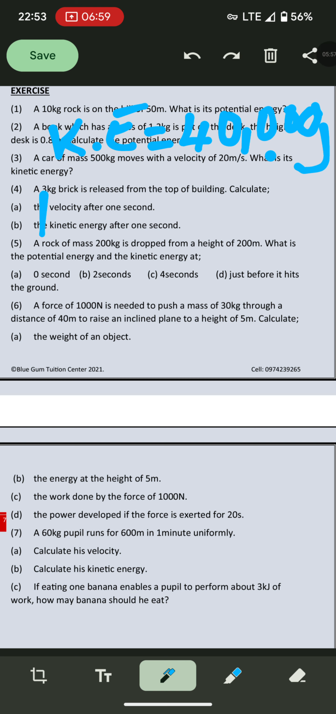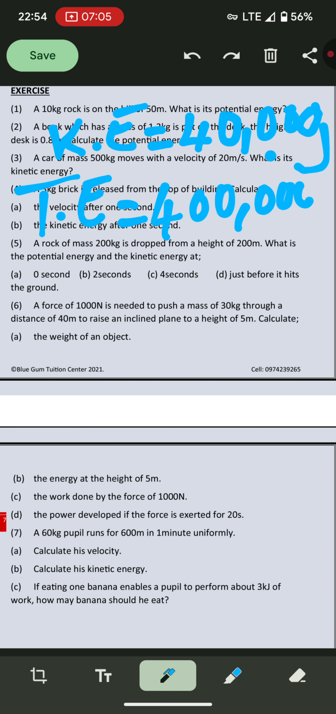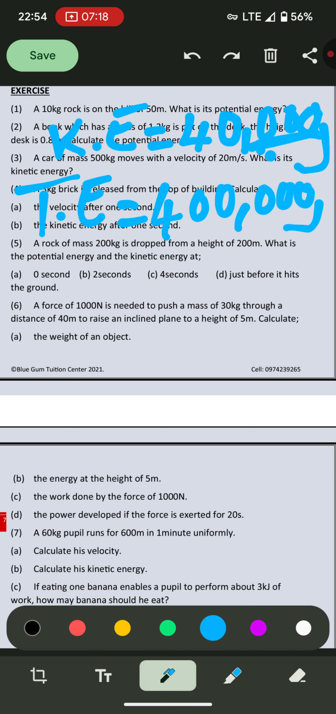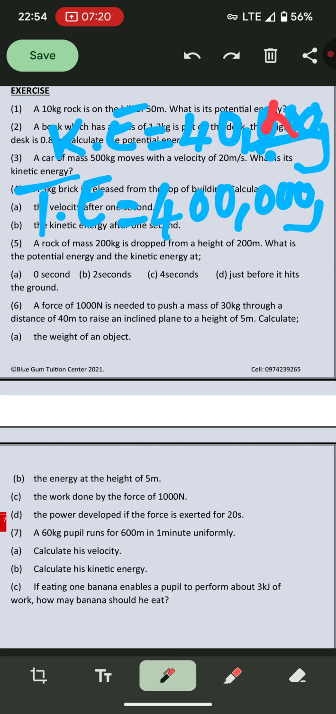Then the total energy, remember, it was 400,000 joules. To avoid problems, instead of writing 3 zeros, you can write K. Like 40K joules. The K means 3 zeros, right? To avoid wasting time as you are writing. So here it's kJ, and here it's kJ, right?